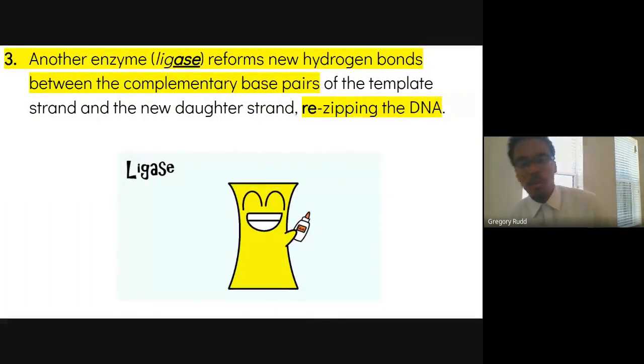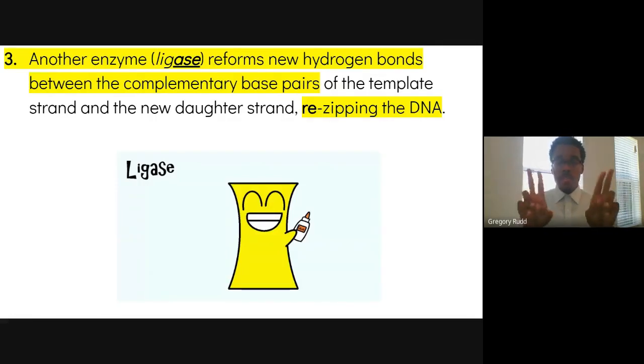The next step is that another enzyme, so we can see a lot of enzyme involvement here, another enzyme called ligase reforms the new hydrogen bonds between the complementary base pairs. So we unzipped, we add new base pairs to make two strands, and then ligase comes in and it zips them back up together. It adds hydrogen bonds to zip them together again.